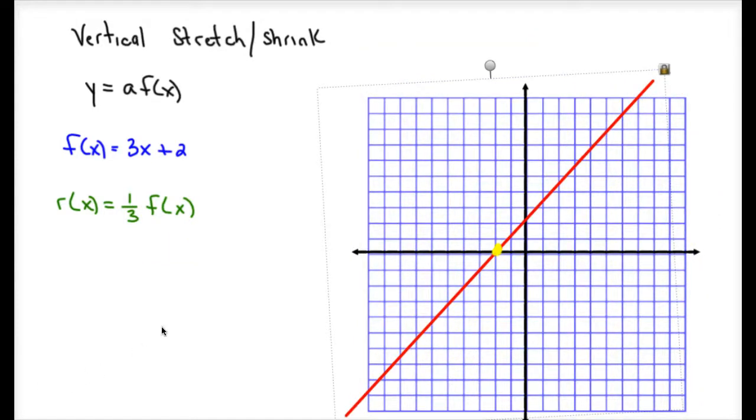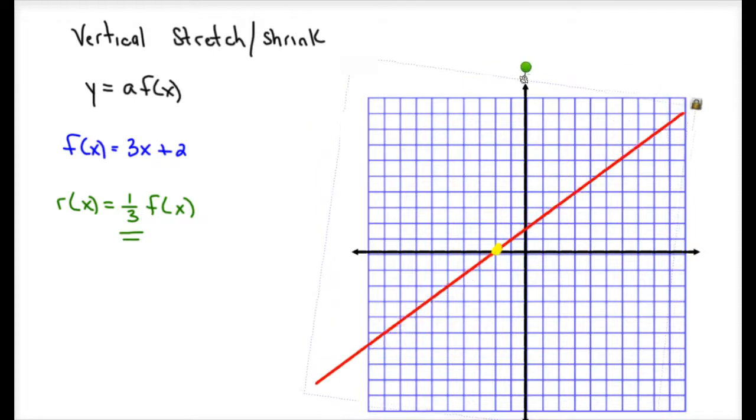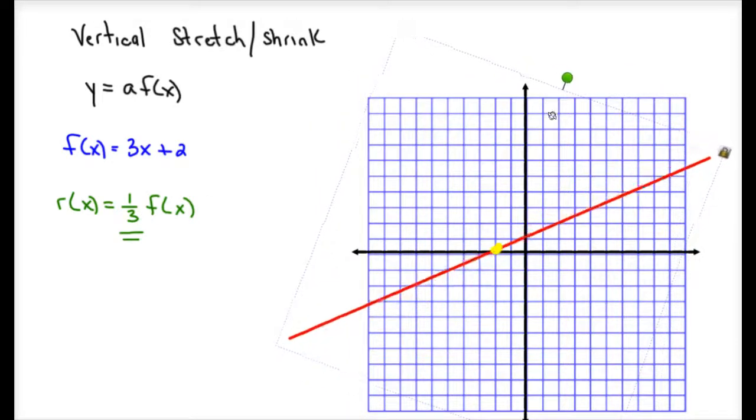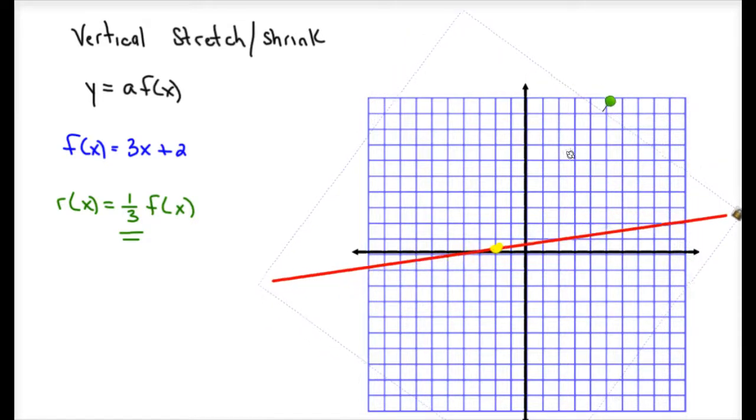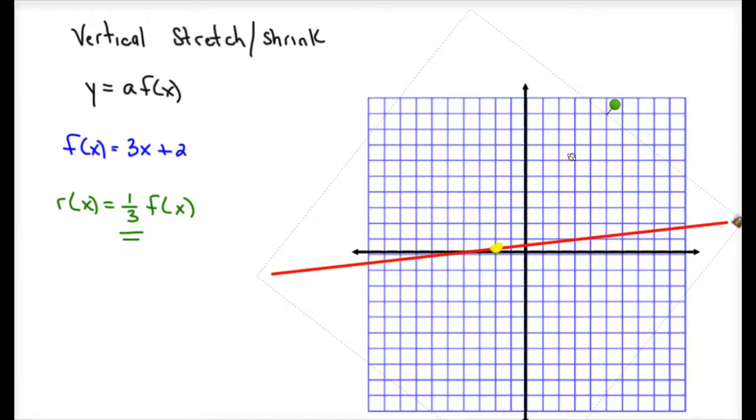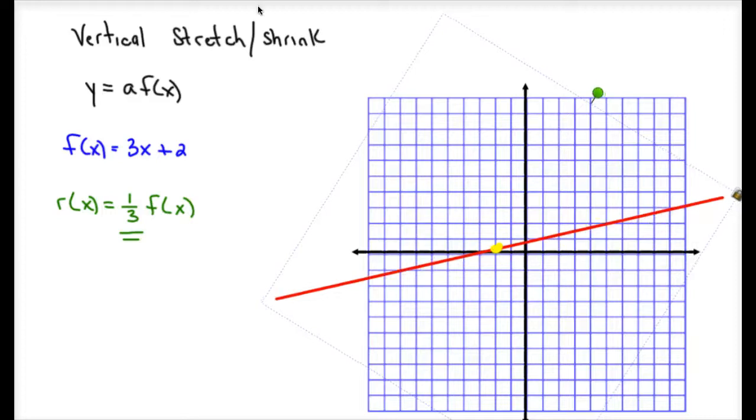Alright, so vertical stretch or shrink on this one, again, same equation, y equals a f of x. This time I have a 1/3 in front of my equation. Again, my pivot point is going to be my x-intercept. As I have 1/3 affecting my slope, it's going to start to decrease. As my line starts to decrease, it's going to get closer and closer to the origin or the x-axis. And if it gets closer and closer, this becomes a shrink. Yes, this becomes a vertical shrink.